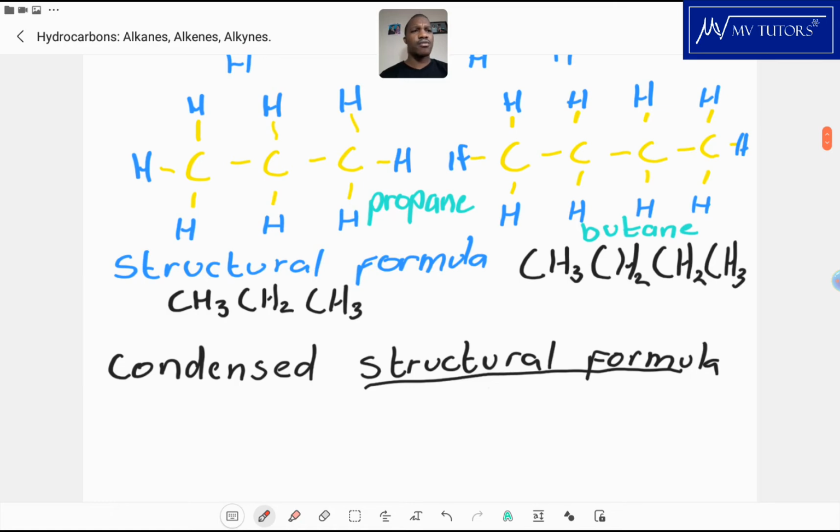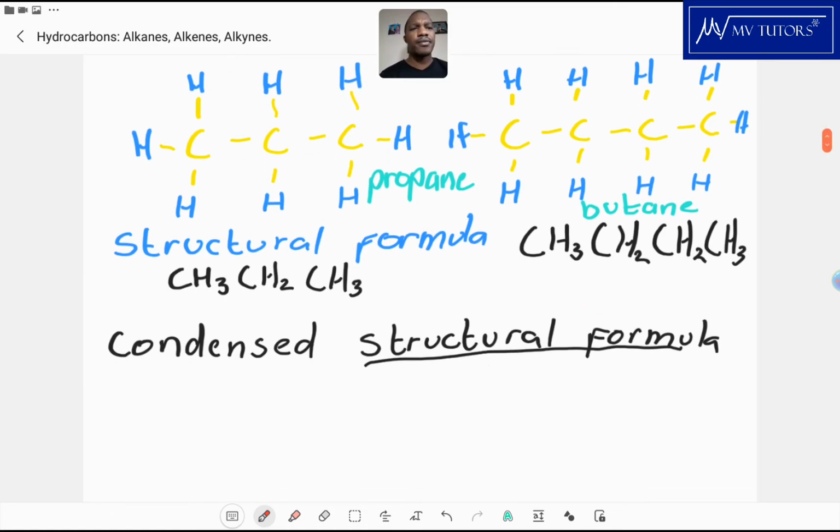Okay, so the molecular formula, you get it from the formula or the structure as well. Let's start with the structure. For the propane, you count the number of C's. You have 1, 2, 3 C's. And the H's, you count the number of H's: 1, 2, 3, 4, 5, 6, 7, 8.